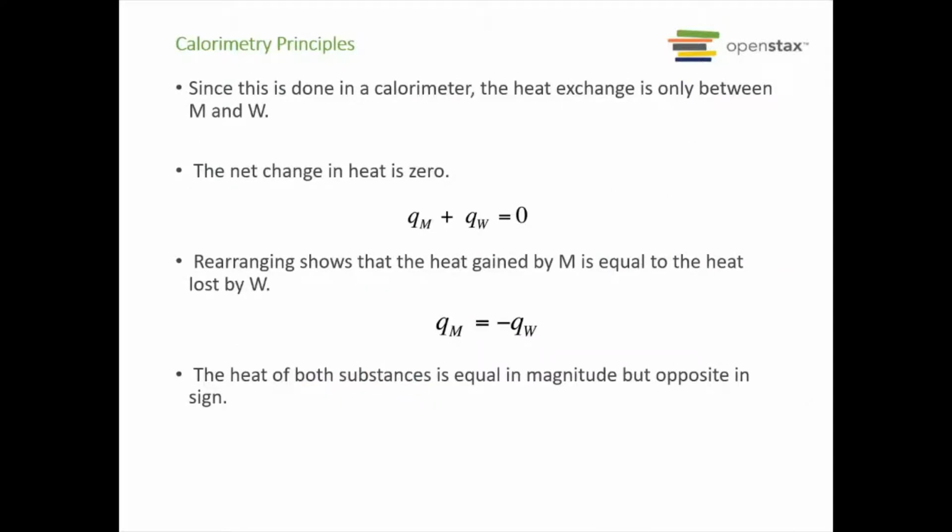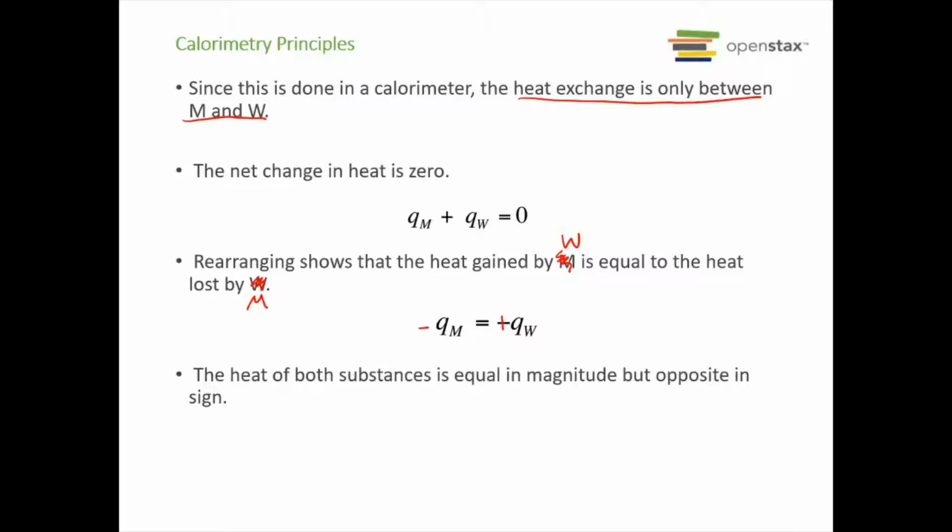So since we're in a calorimeter, one thing we can assume is the heat exchange is only between the metal and the water. So because of that, the net change in heat is 0. Okay? And we can rearrange this, and what we find is that the heat gained, I'm going to kind of change things around here. The heat that is gained by the water is equal to the heat lost by the metal.